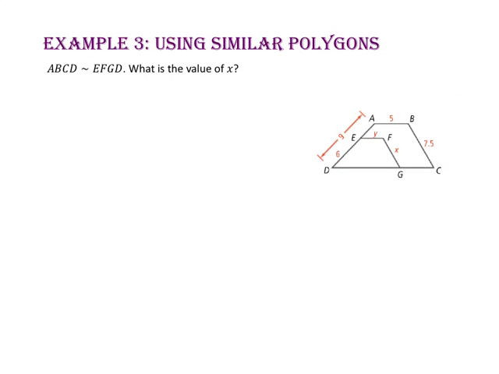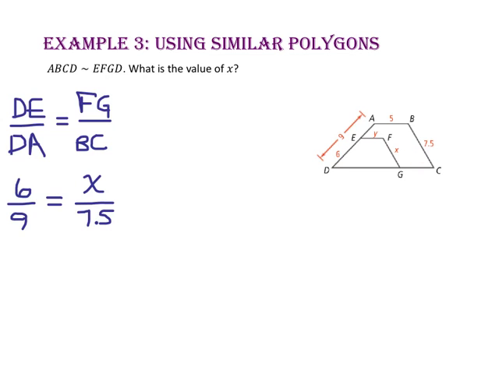In example 3, we will use similar polygons. Polygon ABCD is similar to polygon EFGD. What is the value of x? Since corresponding sides of similar polygons are proportional, we can write the ratio, the length of side DE to side DA is equal to the length of side FG to BC. We'll now substitute with the corresponding lengths, so we will get the ratio 6 to 9 is equal to x to 7.5. Using cross product properties, we will get 45 equals 9x. Divide both sides by 9, and x equals 5.